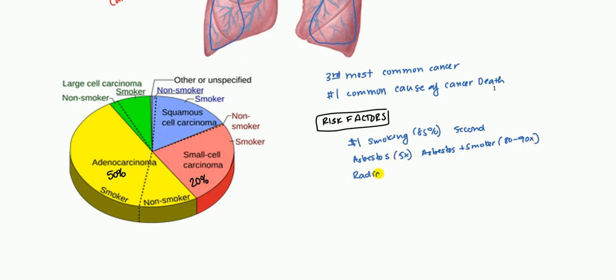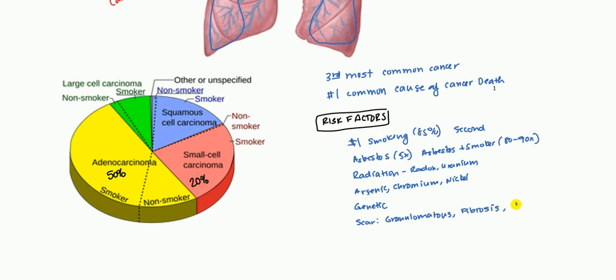Radiation, in particular: people exposed to radon or uranium tend to be at risk. Certain chemicals, arsenic is one of them, chromium and nickel, put patients at an increased risk for lung cancer. Genetics tend to be a factor as well, so family predisposition. A scar that's formed in the lungs can lead to lung cancer, and these scars are generally formed by some type of granulomatous disease, or it might be fibrosis or scleroderma. That's another one that can cause a scar in the lung, and then that can proceed to lung cancer.